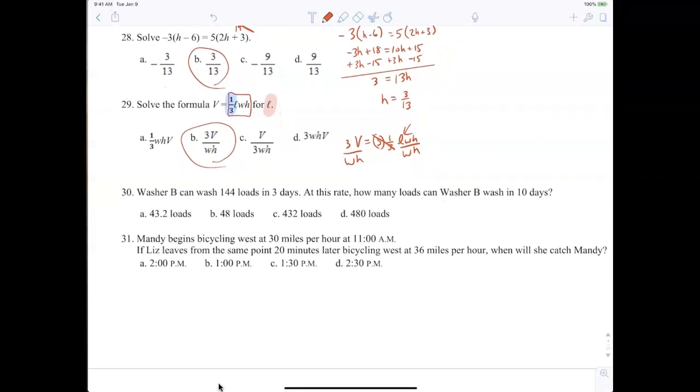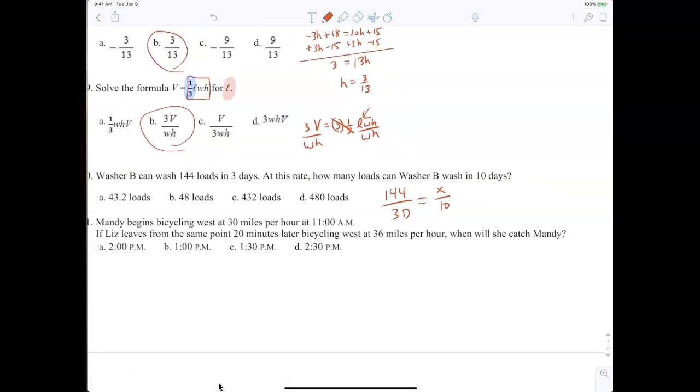Washer B can wash 144 loads in 3 days. So 144 in 3 days. And washer B, how many could it do in 10 days? So 10 is x. Now here it's just a matter of cross multiplying. So you have 3x is equal to 1440. So now you divide by 3, so x is 480 loads.